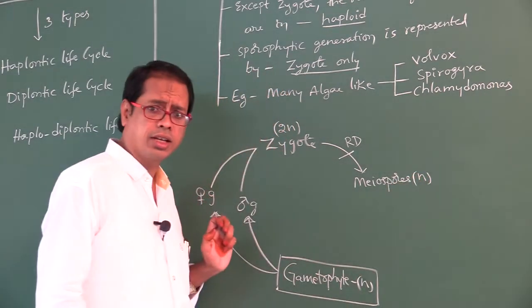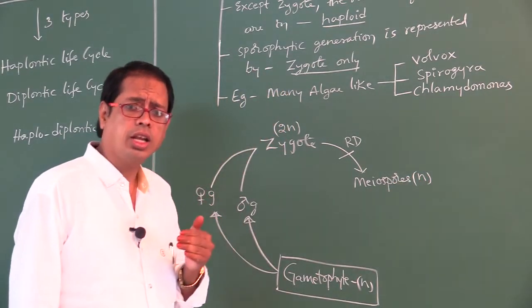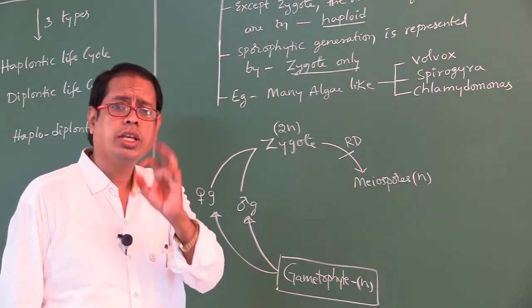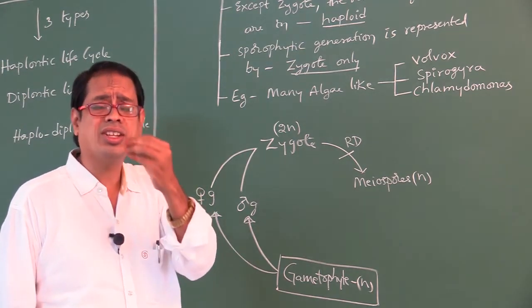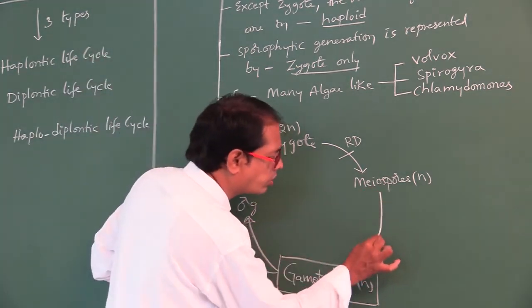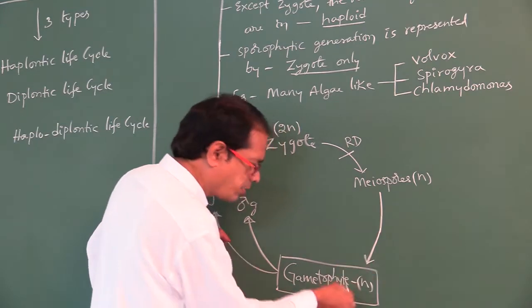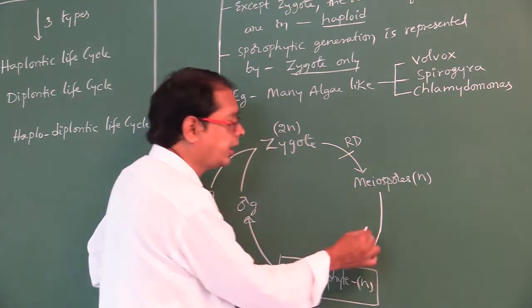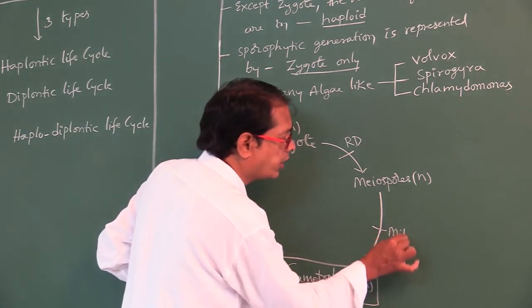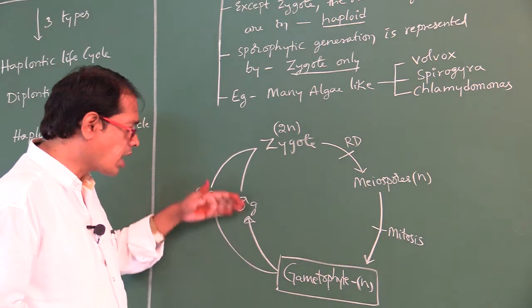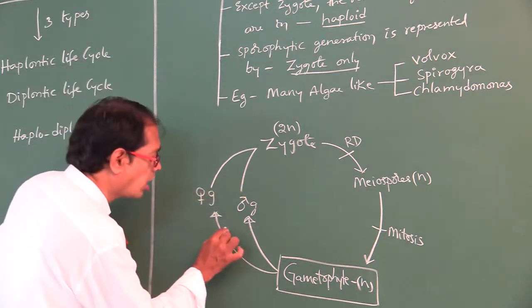Ploidy is N. Generally, out of 4 meiospores, 1 meiospore is functional, 3 are degenerated. That 1 meiospore later develops into gametophyte. Spore, haploid; gametophyte, haploid. What type of division is that? Mitosis.